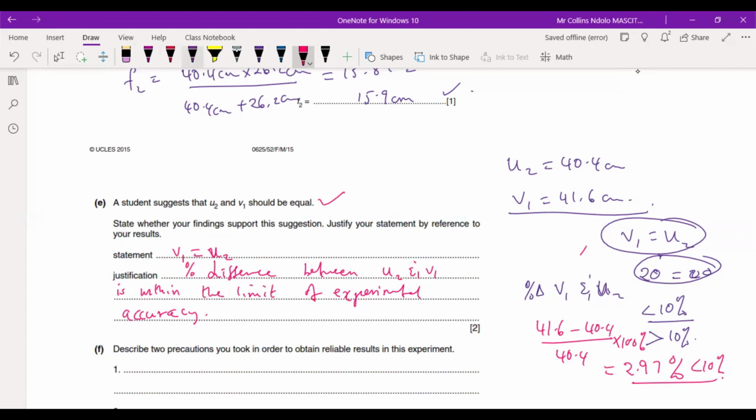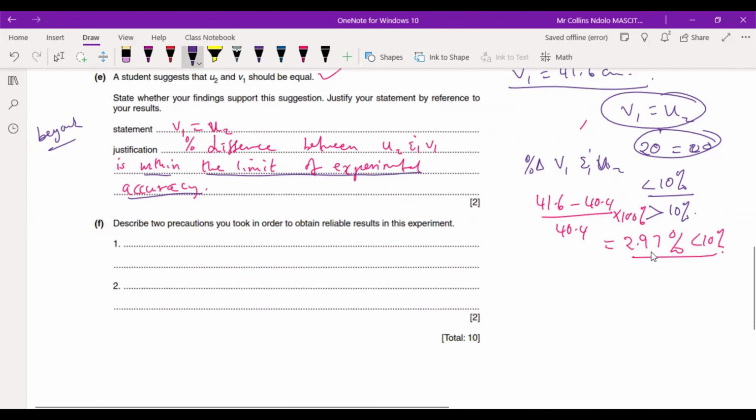So this statement is very, very important. The moment you need to do a justification, you must end with this particular part here. Let's say the percentage difference was more than 10%. Then our conclusion could be that the percentage difference between U2 and V1, instead of being within the limit, is beyond the limit of experimental accuracy. So in that case, you will not support the suggestion. But for this case, our data support it. So you need to do the calculation first before you conclude.